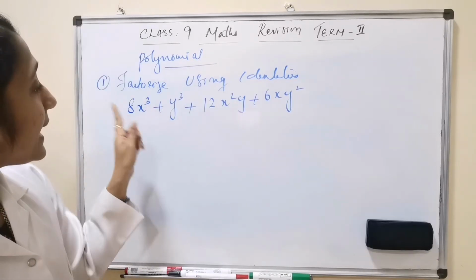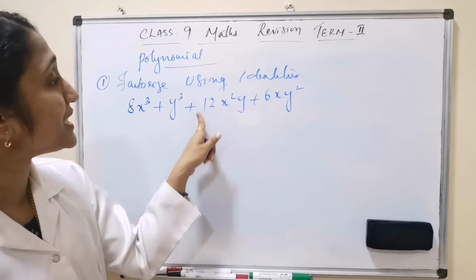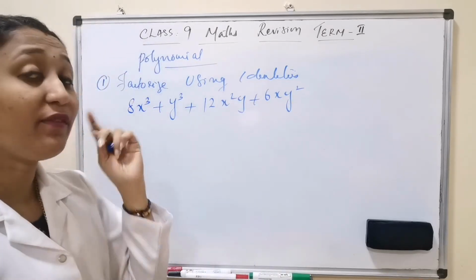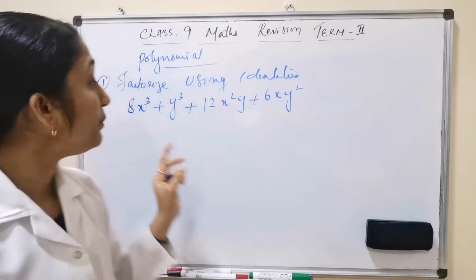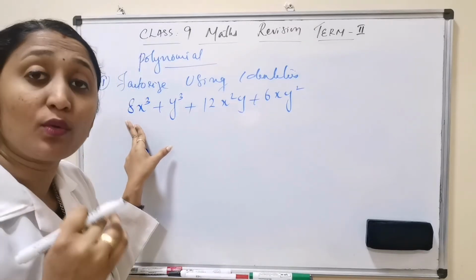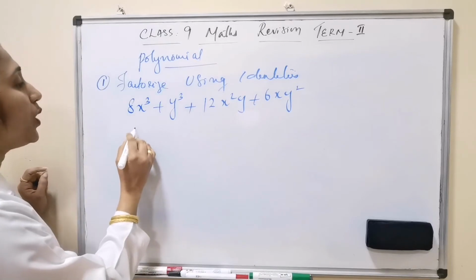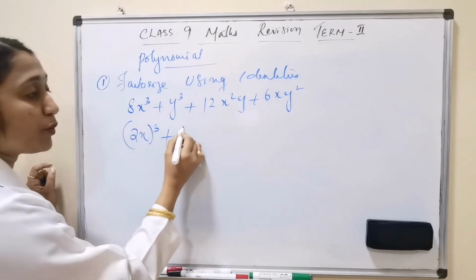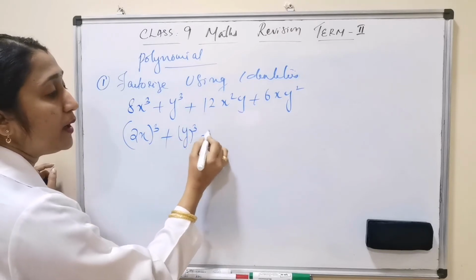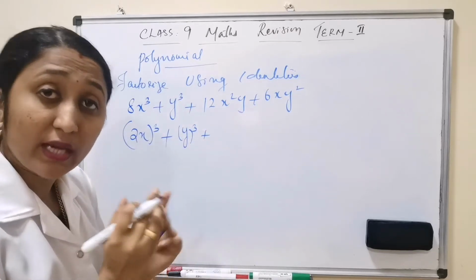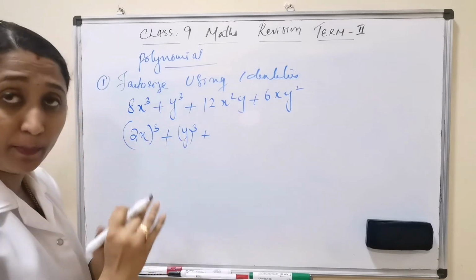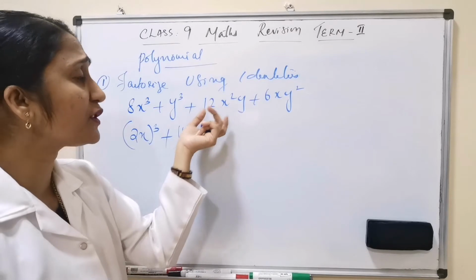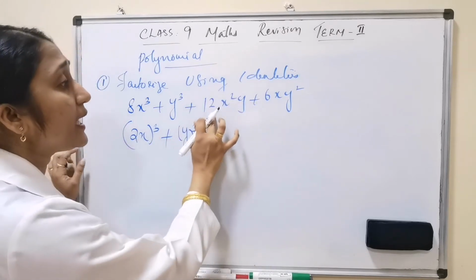The second one is 8x cube plus y cube plus 12x square y plus 6xy square. Similarly, we have to split all the terms. 8x cube we have to rewrite as 2x the whole cube, plus y cube means y the whole cube. From the two terms, we can identify a and b. Here this is a, this is b. Similarly, we have to split in terms of a and b. Here it is 12.